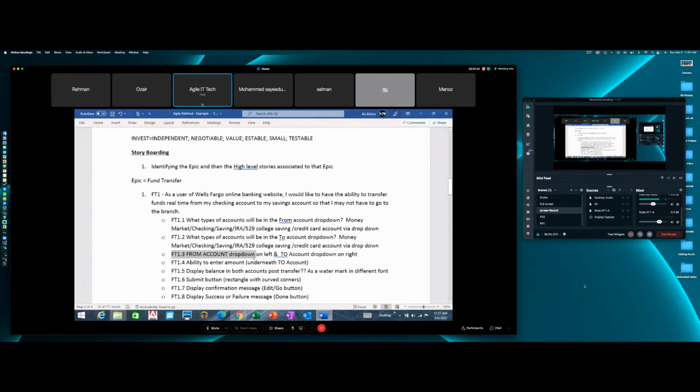The next we asked him, where will the from account and the to account dropdown be? So he said the from account dropdown will be on the left side, and he's expecting the to be on the right side. They could also be top and bottom, but he wants it left and right. All right, perfect.